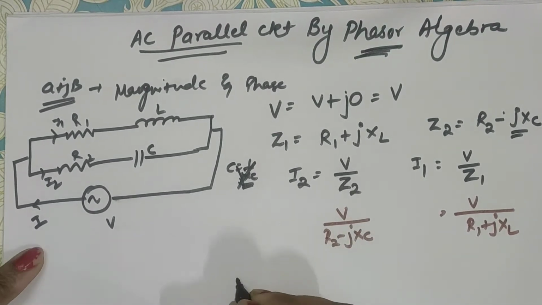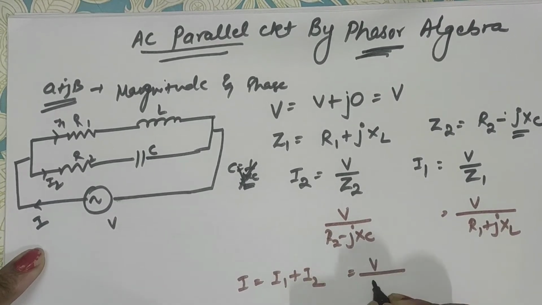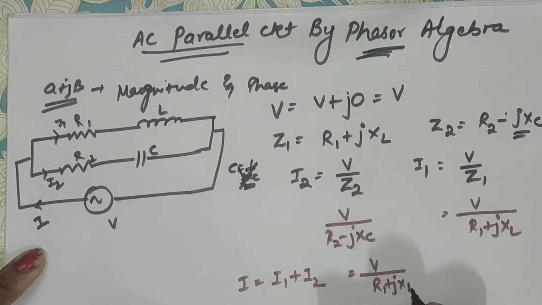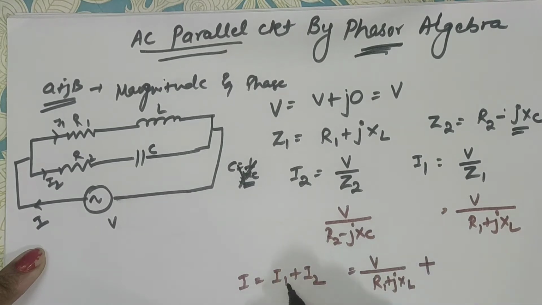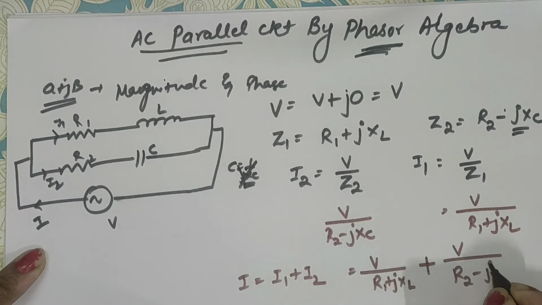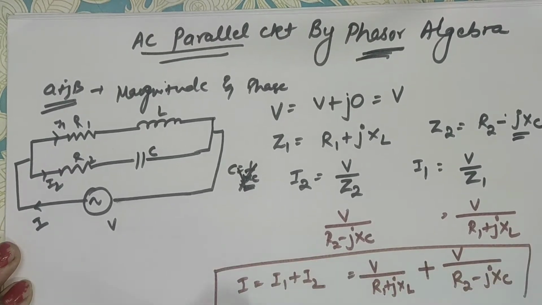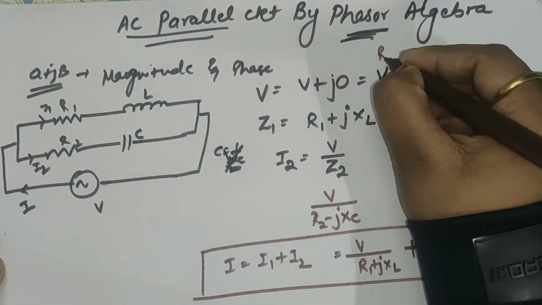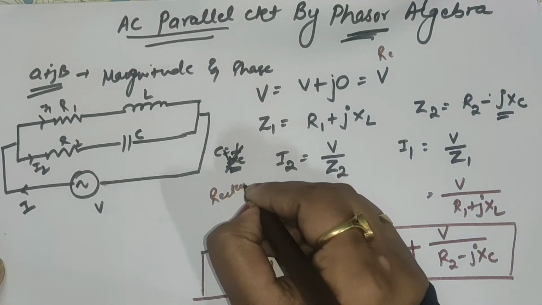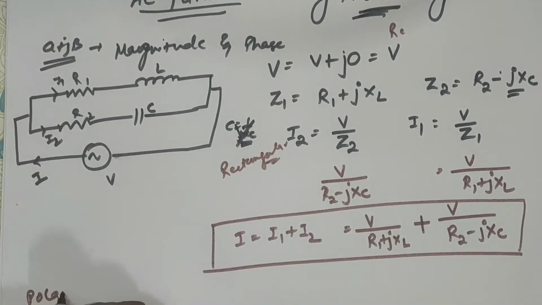Now total I will be I1 plus I2, that is V upon R1 plus jXL plus V upon R2 minus jXC. Now I can be obtained from this if we get it in complex form. This is your rectangular form. Now let's talk about the polar form.